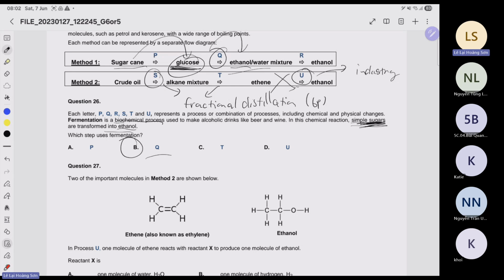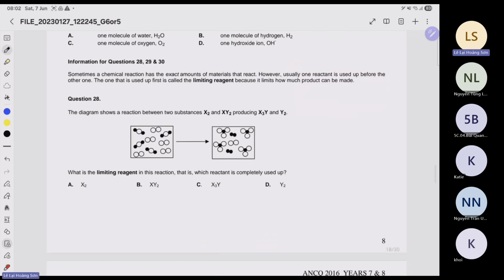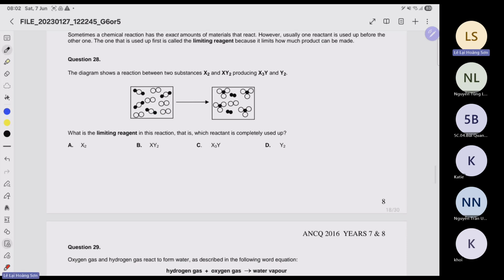Question number 28. Diagram. The limiting reagent in this reaction is what? Limiting reagent is a thing that will be in excess after the reaction. You see here, you have X2, and after the reaction, you also have X2. Oh, sorry, no. X2 is the thing that is in excess. Sorry, my bad.